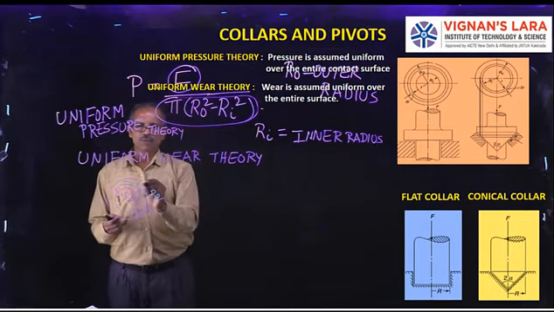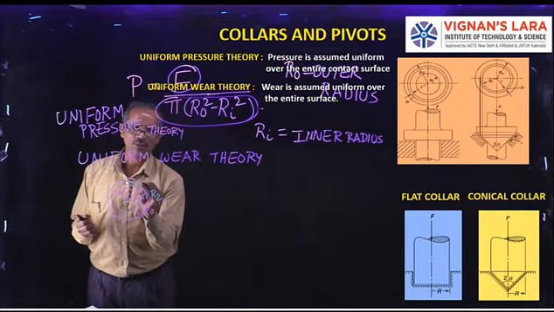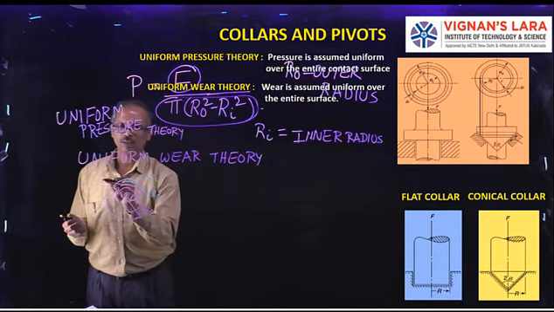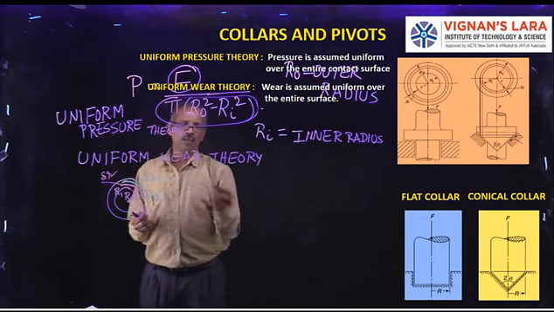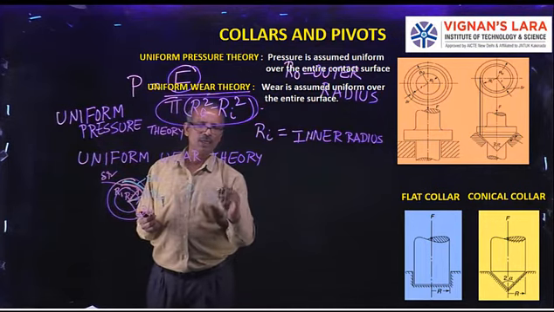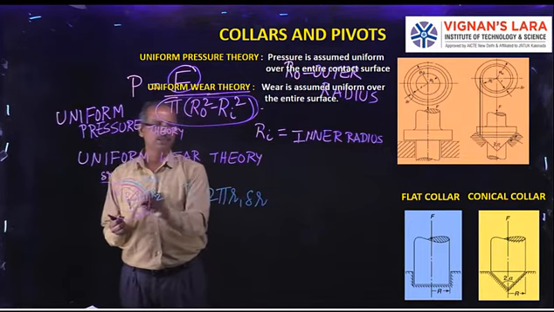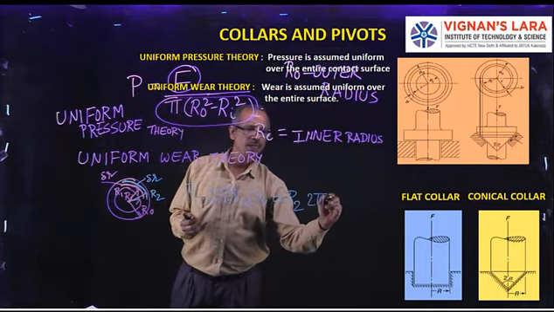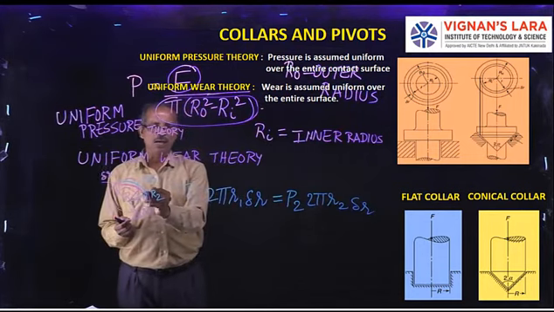And if I take a small strip of delta R, then I can write the amount of force acting on this one as P1 2 pi R1 into delta R. So P1 is the pressure, 2 pi R1 is the length, and delta R is the width, which is equal to P2 2 pi R2 delta R. So I have taken the small strips at R1 and R2 locations.